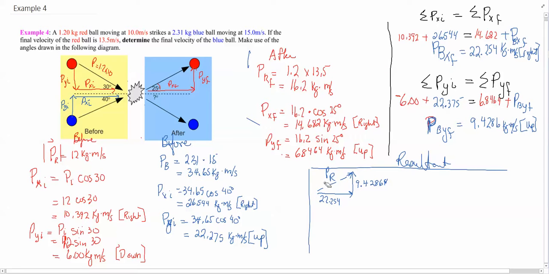So our resultant runs across here, our resultant momentum. Let's just make that the momentum for the blue ball final. So we calculate the final momentum for the blue ball using Pythagorean theorem. It's 22.254 squared plus 9.4286 squared, and that gives us a magnitude of 24.169 kilograms times meters per second.